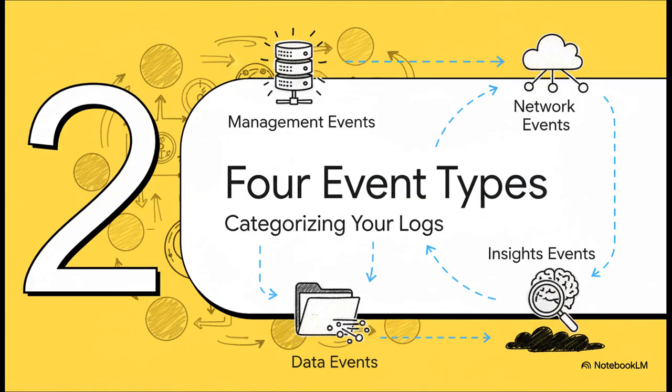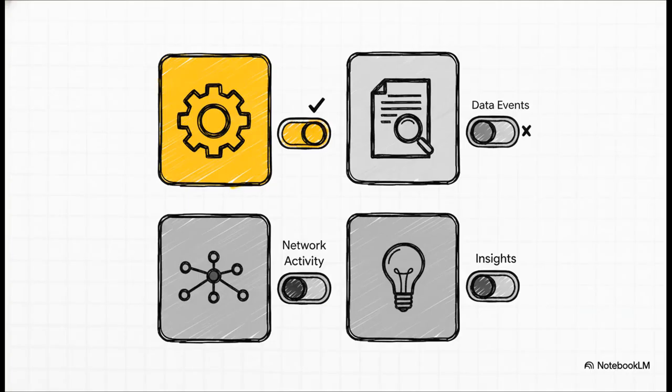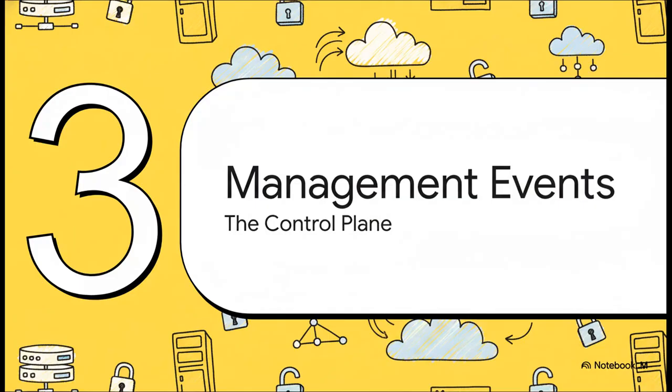Let's go meet them. So we have these 4 families of events: management, data, network activity, and insights. Now, here is the most important thing to remember, and it's something that trips up so many people. By default, CloudTrail is only logging management events. That's it. You have to go in and explicitly turn the others on. So let's start with the one that's always on by default, management events.